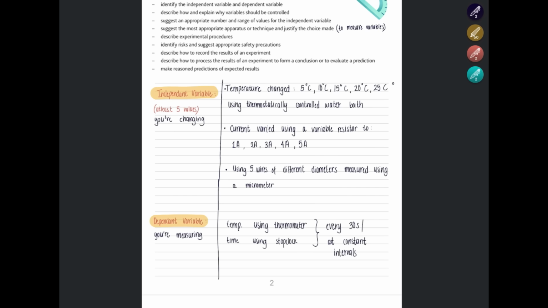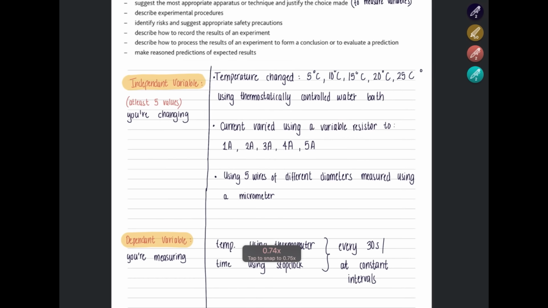The first one is, remember, read the question properly to identify what your variables are, because they will be different for every question. So for example, we can say that the temperature was changed through these values using a thermostatically controlled water bath. Not necessarily a water bath every time. Another point is that current was varied using a variable resistor to these values. Remember this important point, a variable resistor is used when you want to vary the current of the circuit. Another way to change it is that you can change the voltage of the power supply. That is also going to change the current.